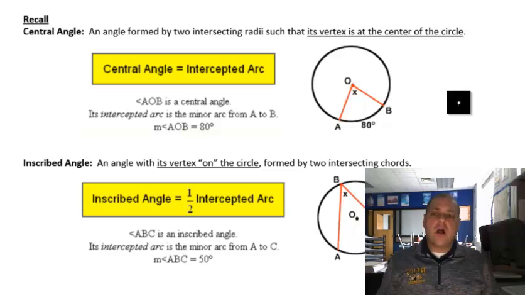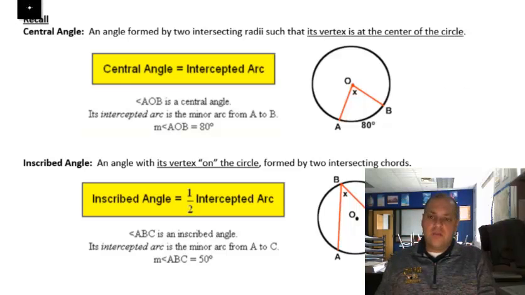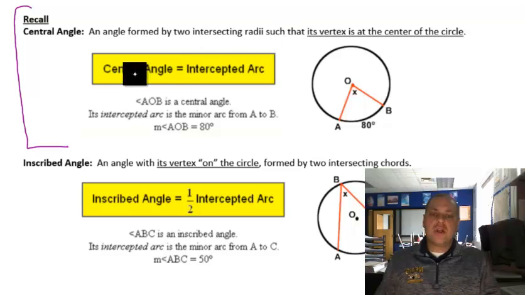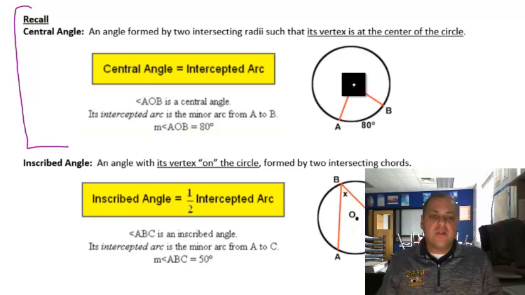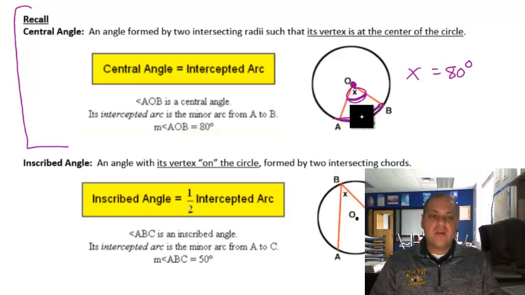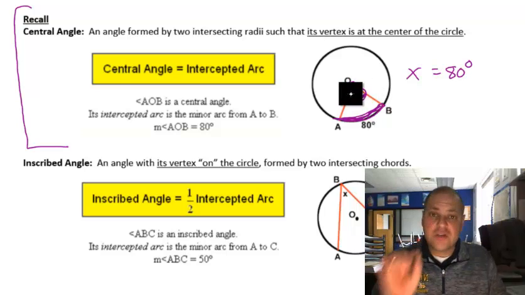Now, we should already recall central angles. The recall part is right here. This is what we should already know. The measure of the central angle, that's when the vertex of the angle is at the center point. That would be angle X right here. That central angle is equal to the intercepted arc. So see how this arc is 80? Then this angle X would also equal 80 degrees. So if the arc measures 80, the angle measures 80. That's only if it's a central angle.